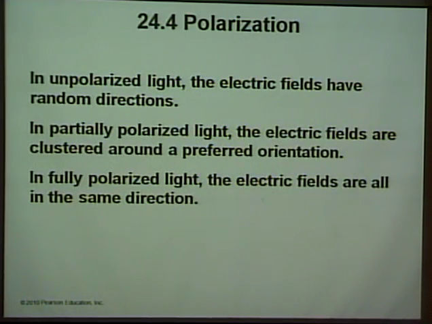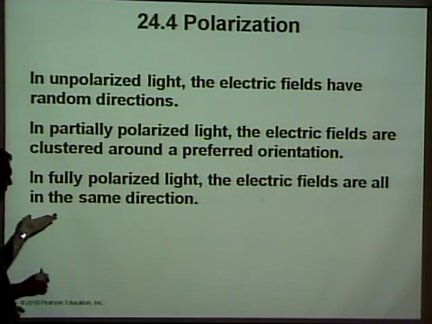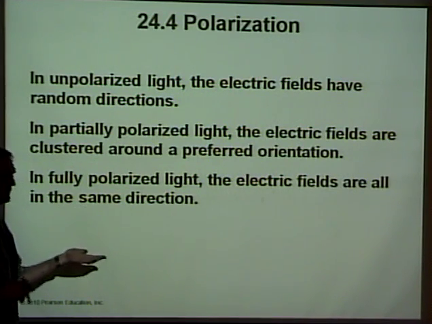Unpolarized, the electric fields have random directions. In partially polarized light, the electric fields are clustered around a preferred orientation. Fully polarized light, the electric fields are all in the same direction.